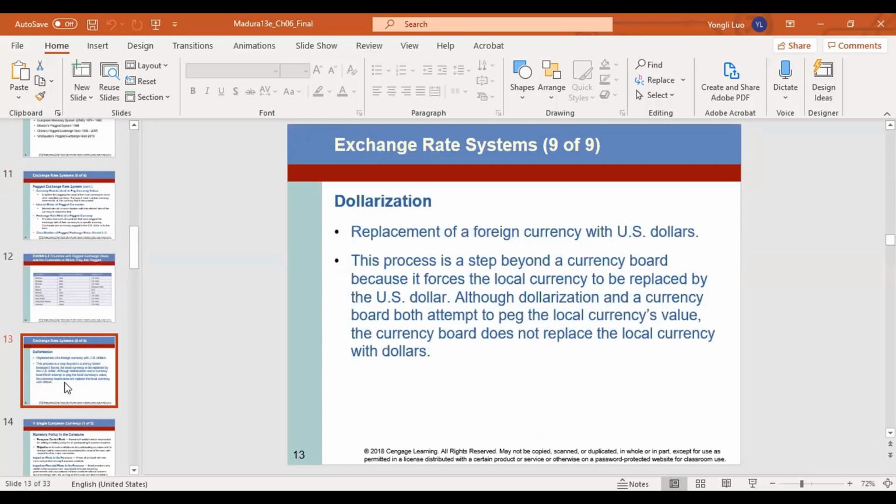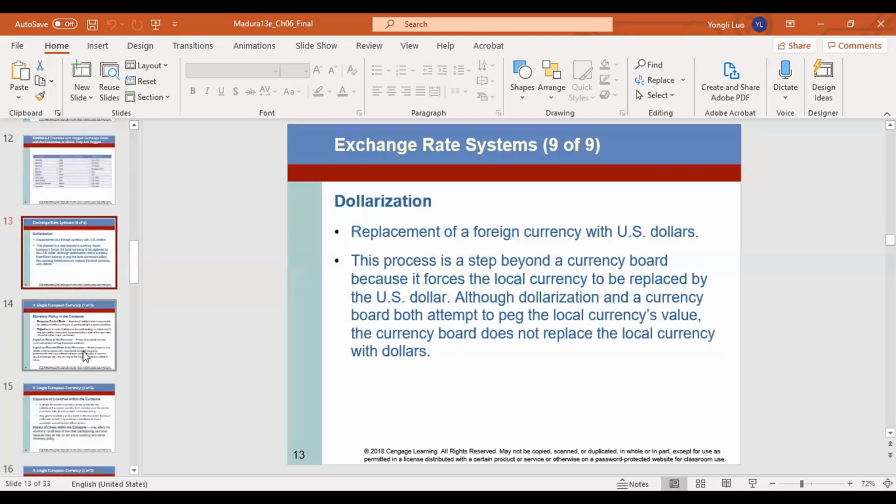Dollarization is the replacement of a local currency with the US dollar. This process is a step beyond a currency board because it forces the local currency to be replaced by the US dollar. Although dollarization and a currency board both attempt to peg the local currency's value, the currency board does not replace the local currency with dollars.